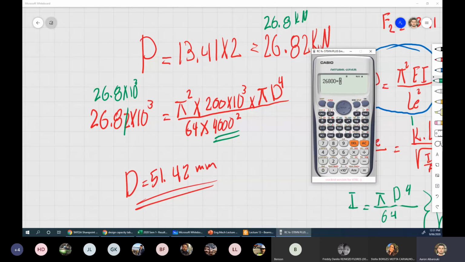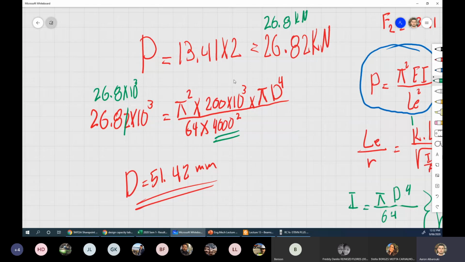Equals, what do we have? Pi to the power of 3, I've got one pi here, another one there, times 10, 200, 1,000, 1, 2, 3, times x to the power of 4, divided all by 64 times 4,000 squared. Shift solve, and that gave you 45.86 millimeters. So diameter 45.86, and the question is asking you to the nearest millimeter, equals 46 millimeters.